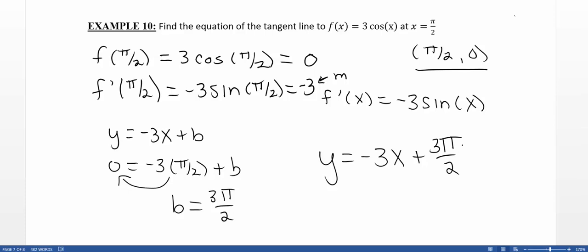Now remember, this is the same thing as 3 halves times pi or 3 times pi over 2. So we can write this a lot of different ways that mean the same thing, but the convention is to combine the terms in the numerator to make it more simplified. Let's try one final example.